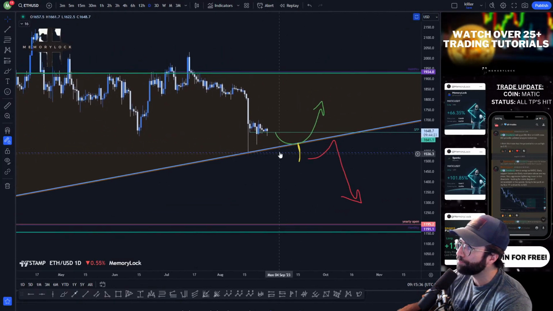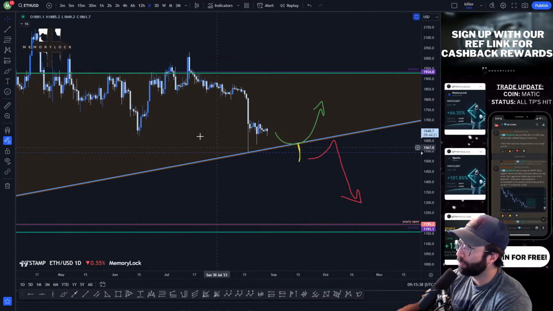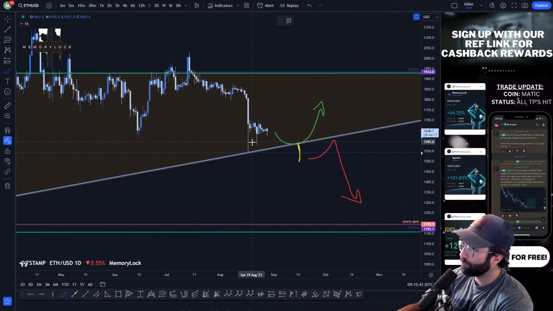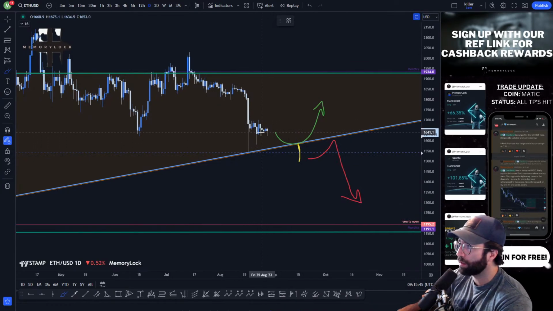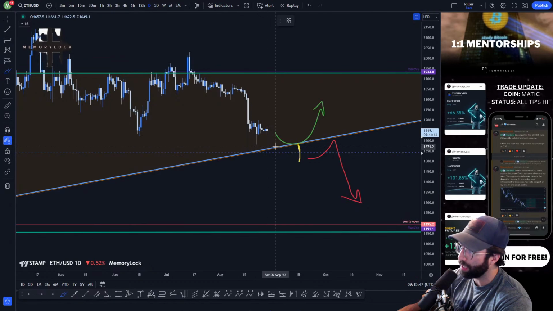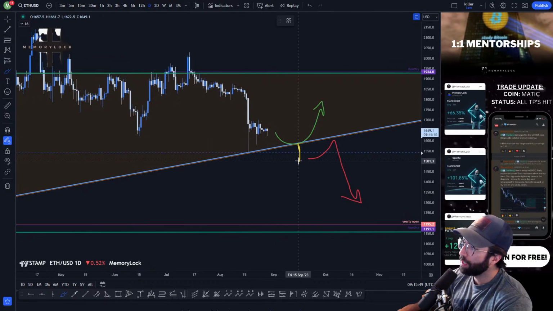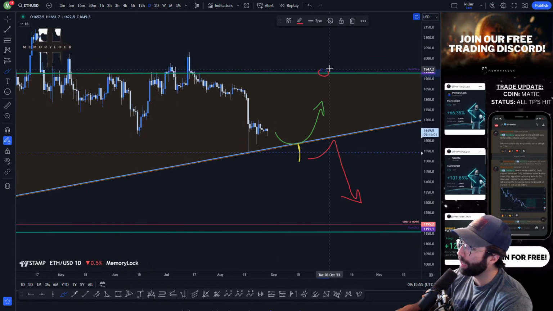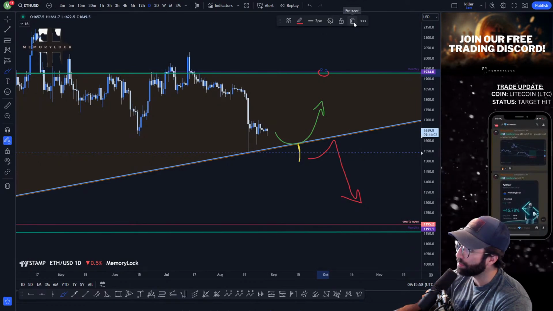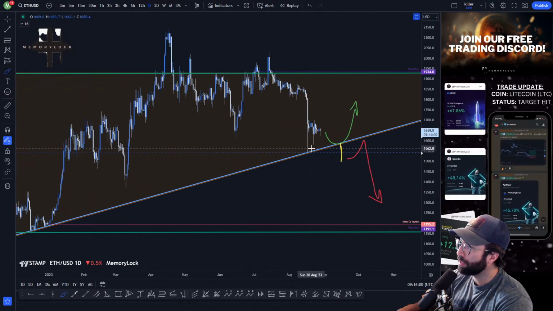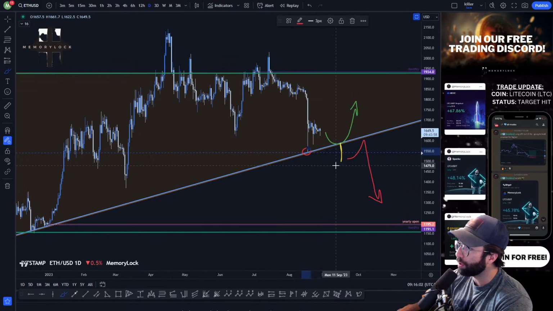Ultimately, what I was looking for was one of two things. One, some kind of rounding formation here, creating a local setup that we can trade, maybe tapping this trend line again and then having a move up, maybe back to range highs. The other would be to get this sweep of the low here.